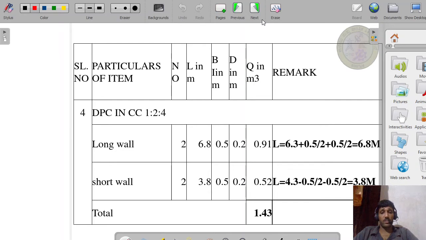Next, short wall. Numbers, 2 numbers, and length 4.3 center to center length minus half the breadth on either side, for DPC, not foundation, the breadth of the DPC. That means 4.3 minus 0.5/2 minus 0.5/2, that is 3.8 meter. Now breadth is 0.5 meter, and thickness is 0.2 meter. By multiplying all these 4 columns, you will get 0.52 meter cube. Then the gross quantity becomes 1.43 meter cube.